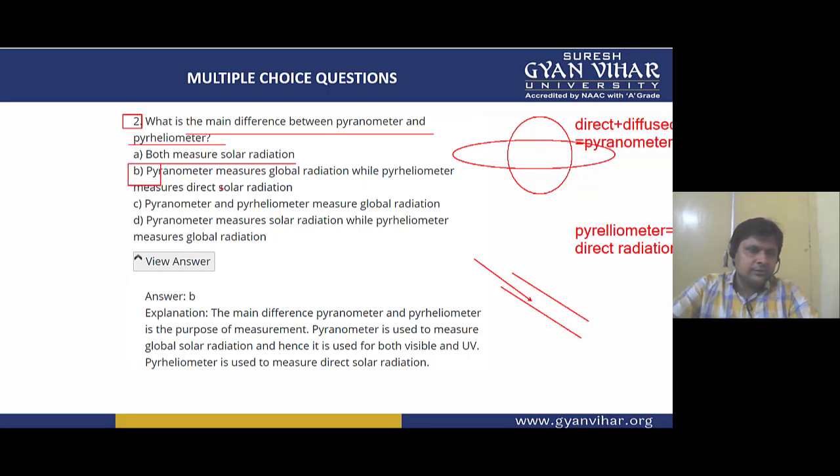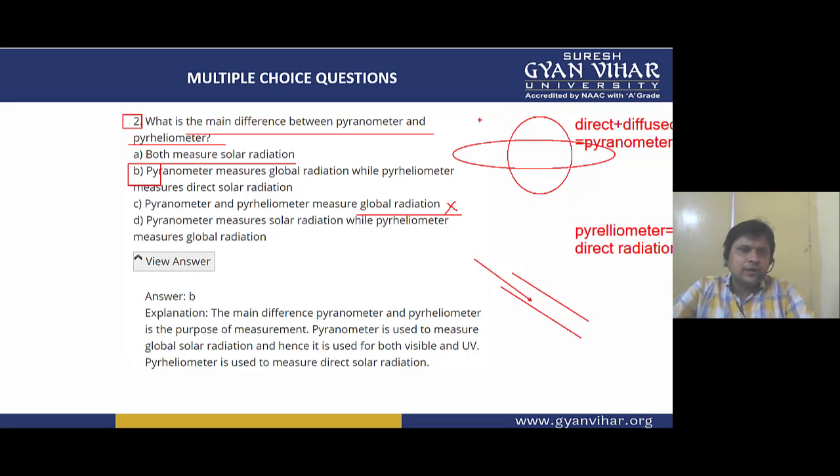We will see what the other options, C and D, are. Let's read out the C option. Pyranometer and pyrheliometer measure global radiations. These both measure the global radiation. Now this option C is not correct because both don't measure the global radiation. Only the pyranometer measures the global radiations. So this is not the correct one.